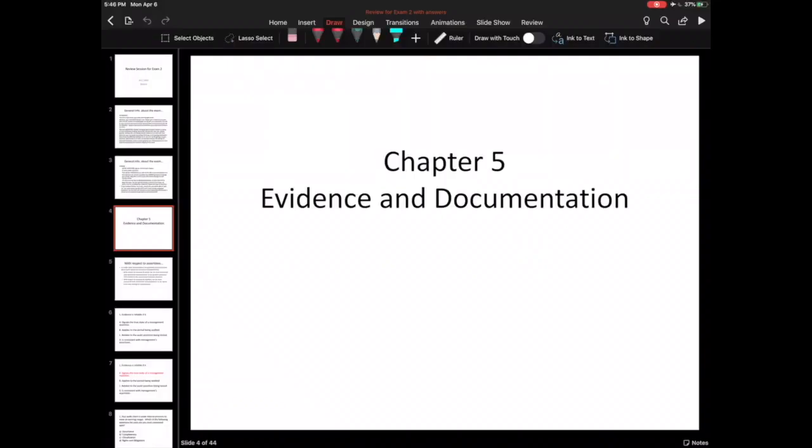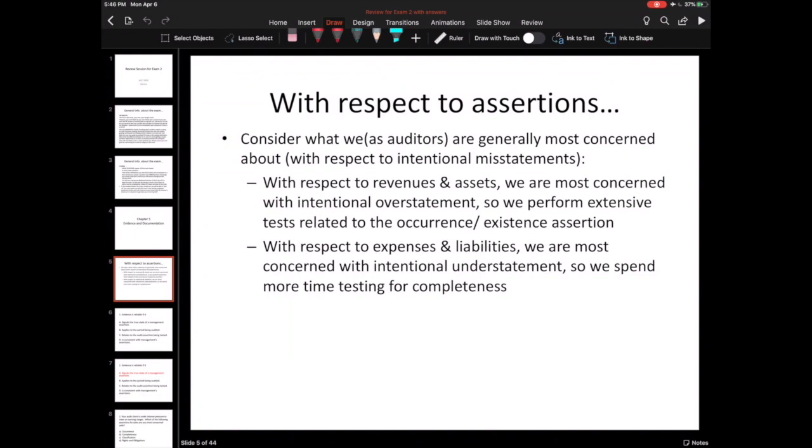I am coming at you today with an exam review session. Very exciting stuff. So without further ado, let's get to the review session. Chapter 5. This slide just has a little thing to keep in mind with respect to assertions.